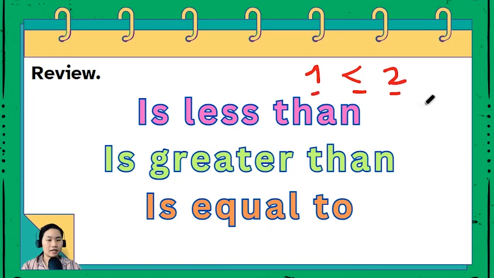If you have 1 candy and your friends have 2 candies, that means that you have less candy than your friends. The same with 2 is greater than 1. Your friends have more candies than you. Or you could say that the amount of candies that your friends have is greater than you. Now, if your friends have 2 candies and you also have 2 candies, it means that your candy is equal to your friend's candy, all right?